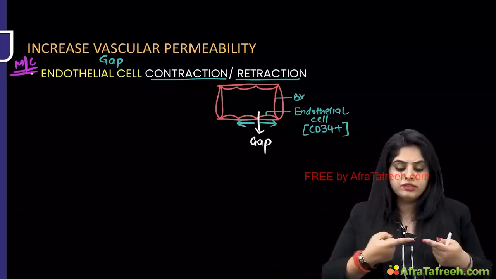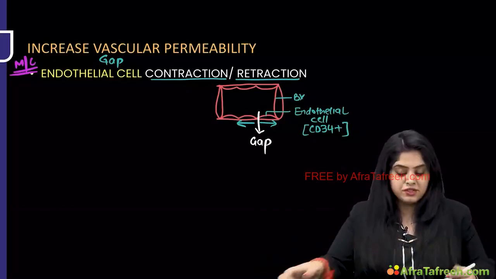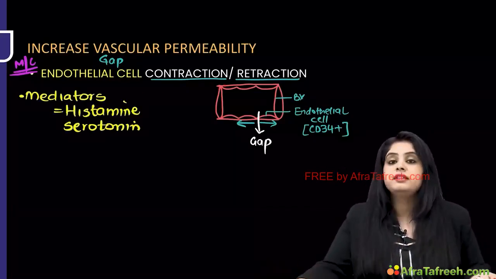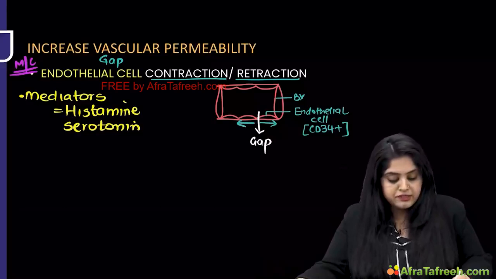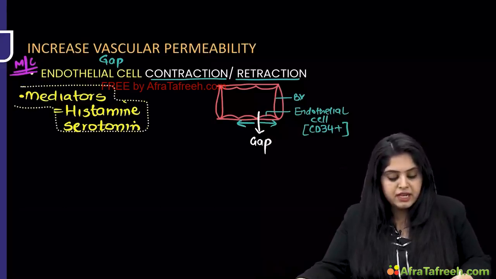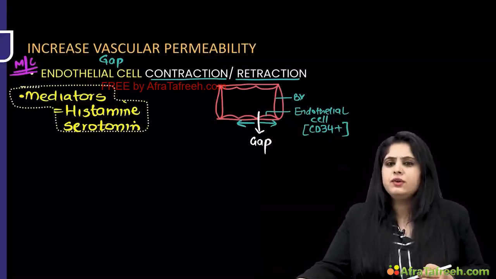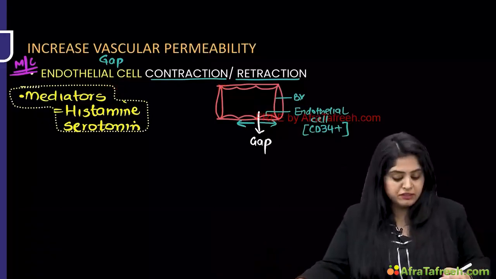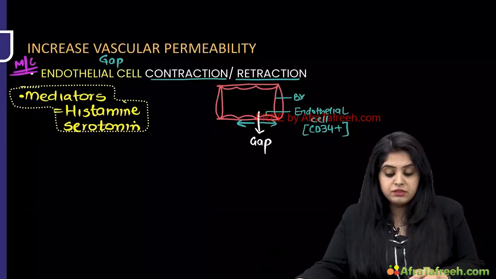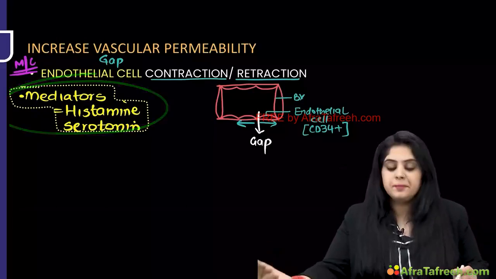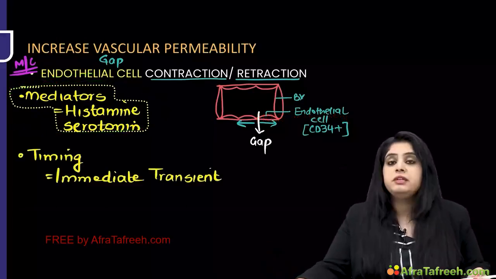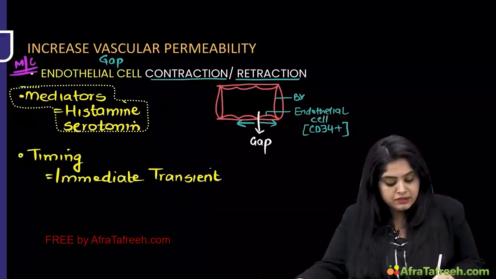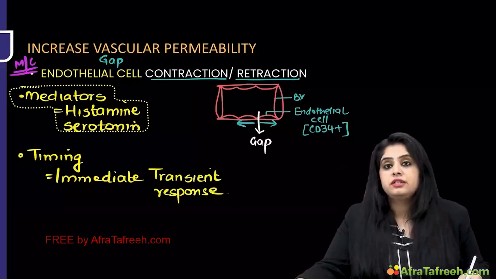Who is doing this? Who is making them contract? The cousin brothers. Who are the cousin brothers? Histamine and serotonin. So this process is done by cousin brothers, histamine and serotonin. And is this going to be a slow, boring process or a quick process? Remember, these cousin brothers always do quick work. That means this is going to be an immediate transient response.